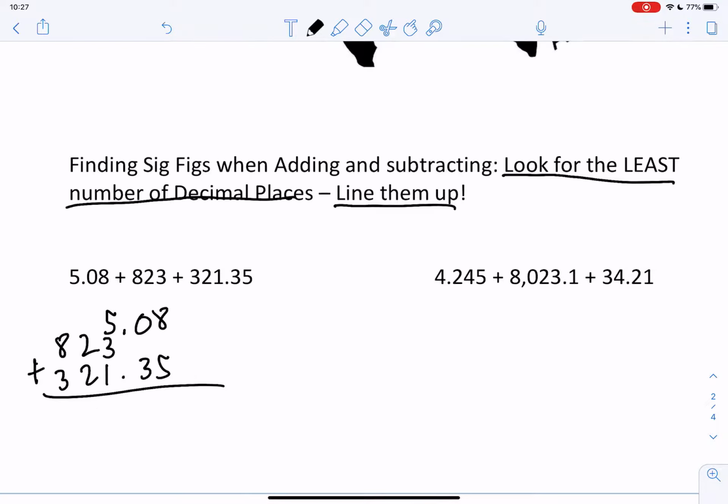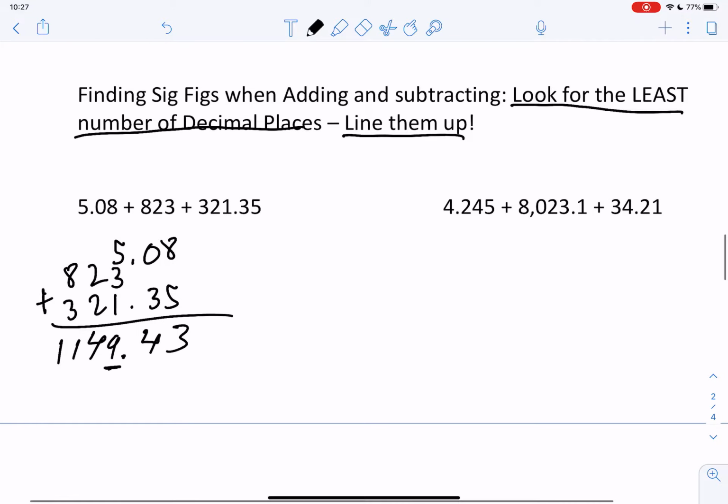You do that addition and you should get 1,149.43. But remember, we're going to the least number of decimal places, which is going to be right here. Then, when we're rounding, we have to look at the previous number to determine if we round up or down. If it's 0 through 4, we round down. 5 through 9, we round up. So in this case, we have a 4, so we're rounding down.